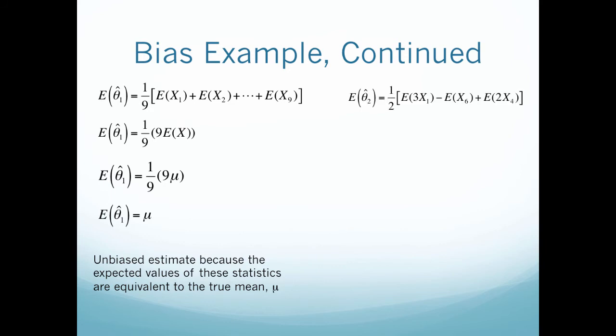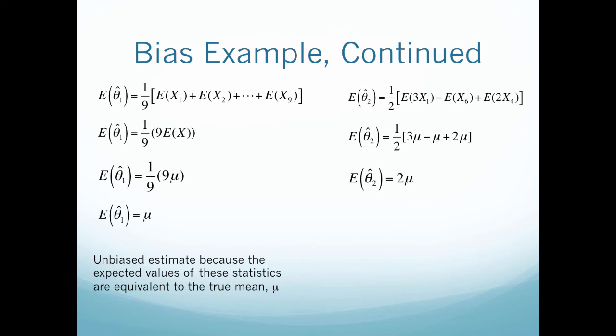So let's look at the other one. If I say the expected value of my second statistic, that's going to equal 1/2 times the following. Once again, all I did was evaluate the expected value at each variable. So I'm simplifying this. I plug in mu for the expected value, and that simplifies to 2 times mu.